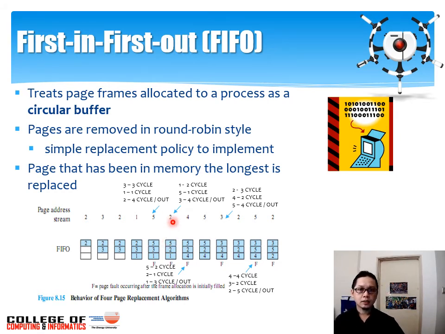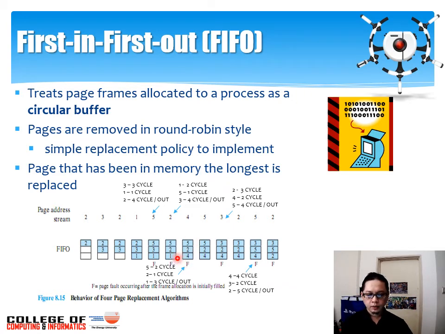So again, the same check must be made. In this case, we have 2 cycles for process 1, 1 cycle for process 5, and then 4 cycles of process 3. See here, 1, 2, 3, 4. So based on this scenario that has been checked, process 3 needs to go out and give the slot to process 2. So now we have 5, 2 and 1 in the memory frame.